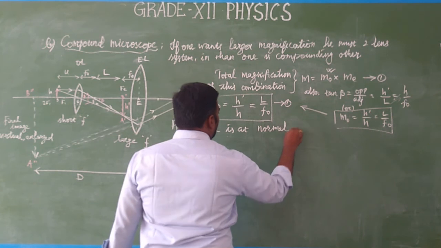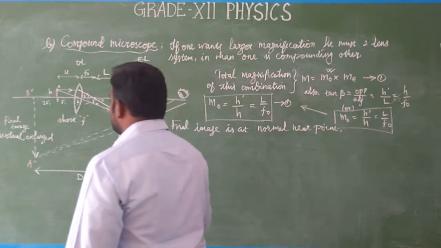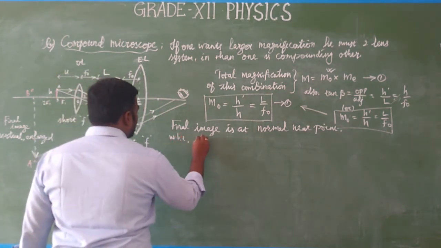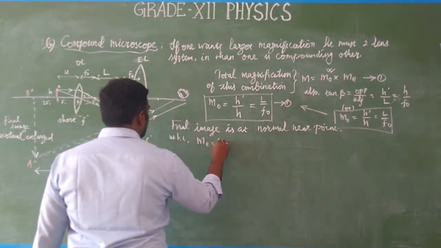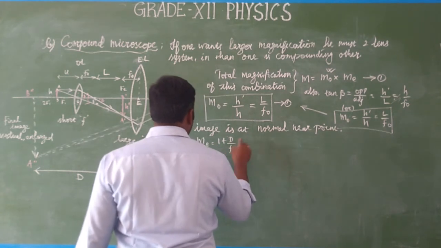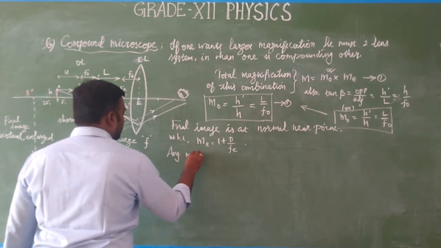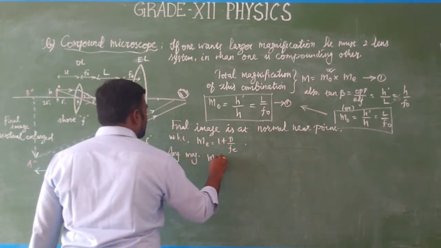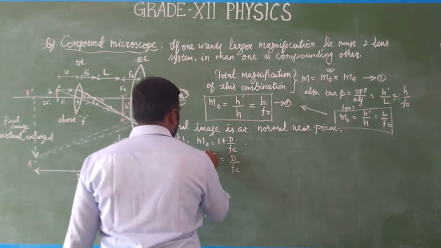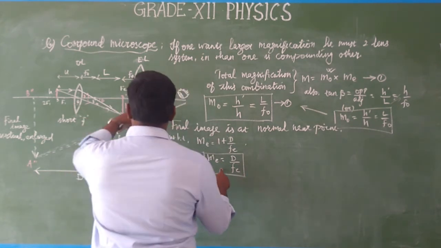Final image is at normal near point. That is a virtually enlarged image. Okay, so already we know the magnification of the eye lens is equal to 1 plus D by Fe. But for angular magnification, ME is equal to only D by Fe. So it makes an angle beta. So the angular magnification of this eye lens, we found it.